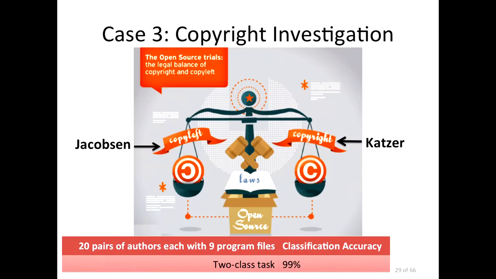And in this case, we had 20 pairs of authors, which means that we had 40 authors, each with 9 files. And we tried to identify their files correctly, and we had 99% accuracy in identifying these.